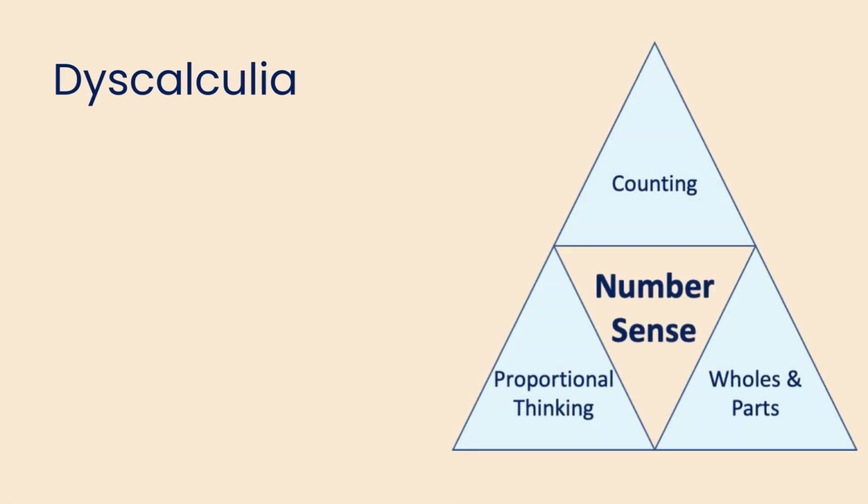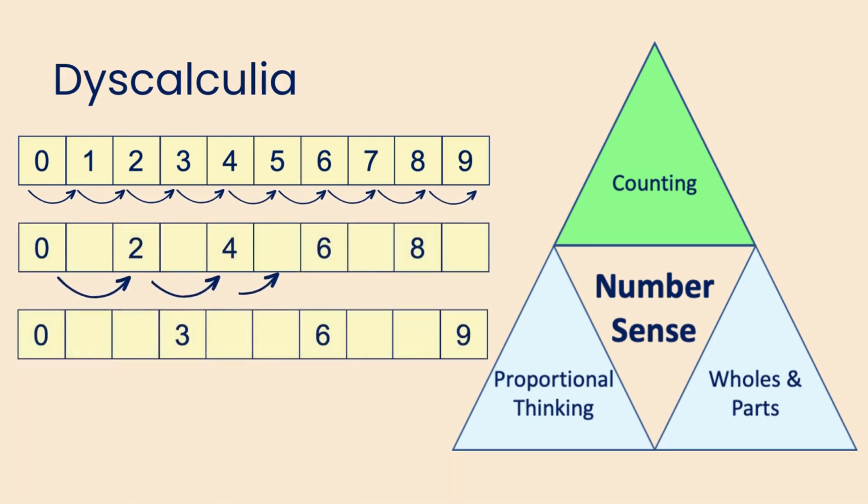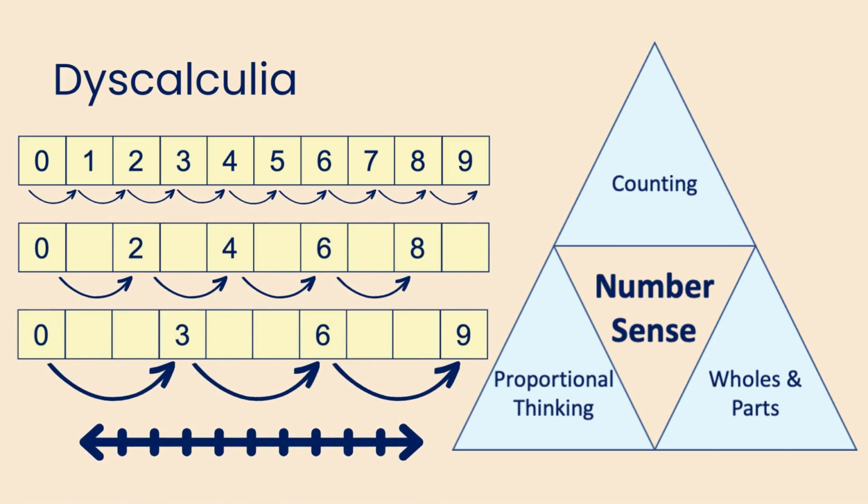First, let's look at dyscalculia. Dyscalculia is a condition that makes it difficult to understand numbers, and many with dyscalculia struggle with what is called number sense. Number sense is made up of three main parts. Counting, the understanding that you can count by any number, in ones, twos, threes, or higher, and that this can be done both forwards and backwards.